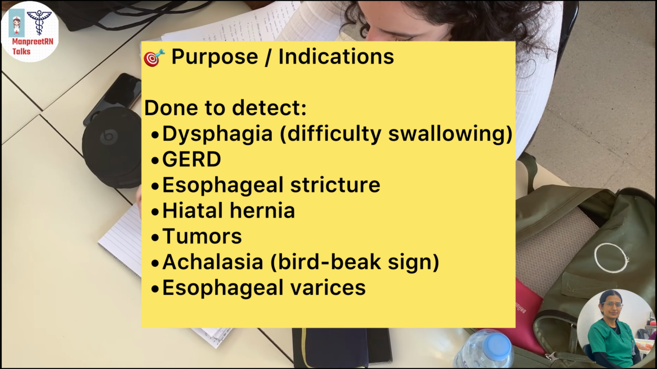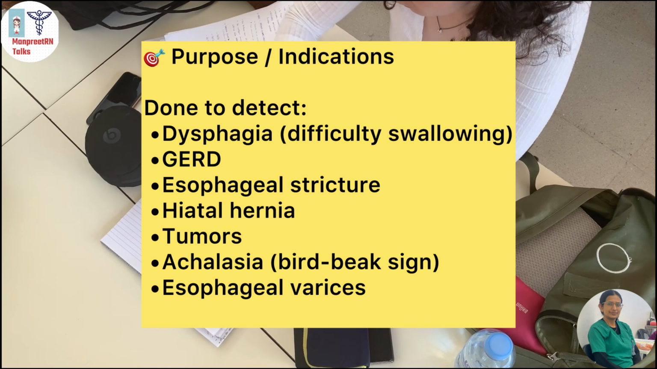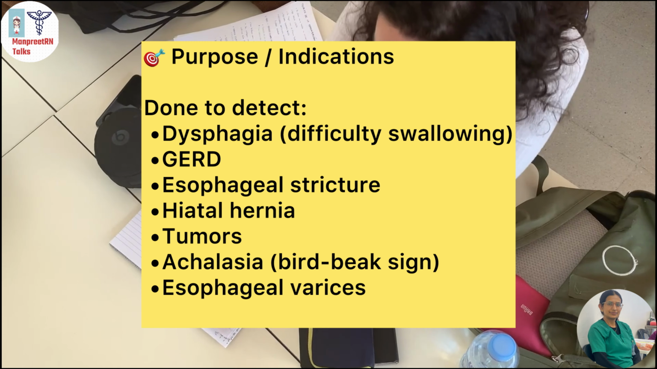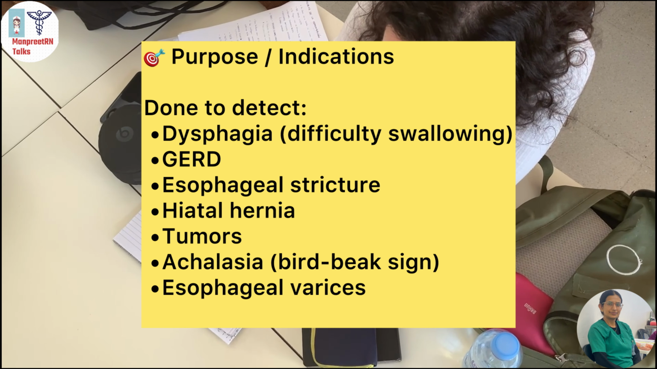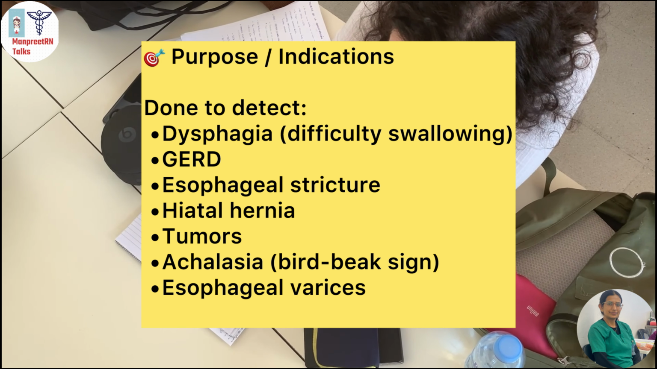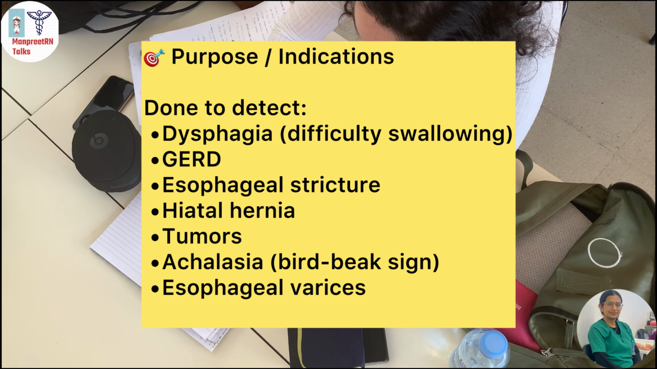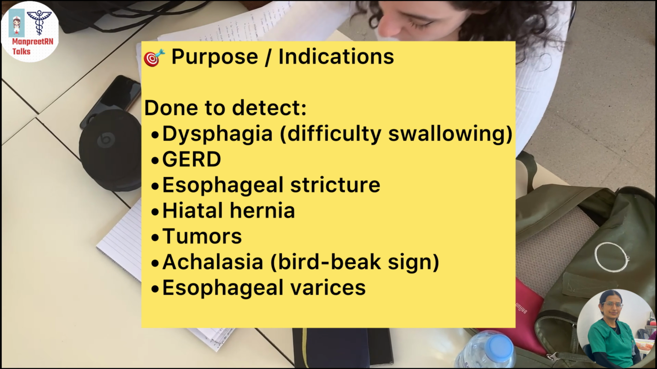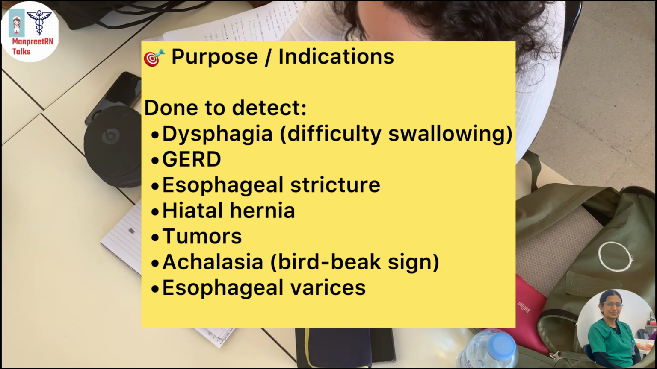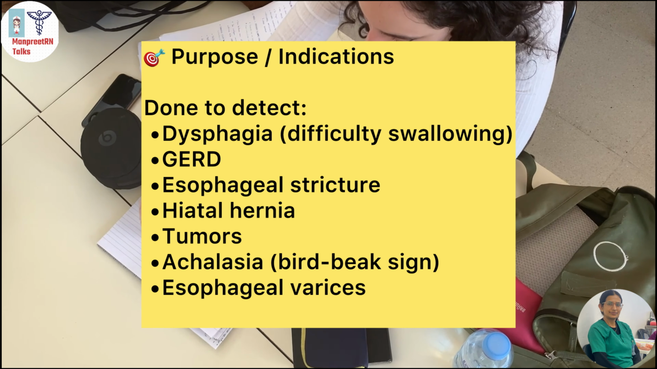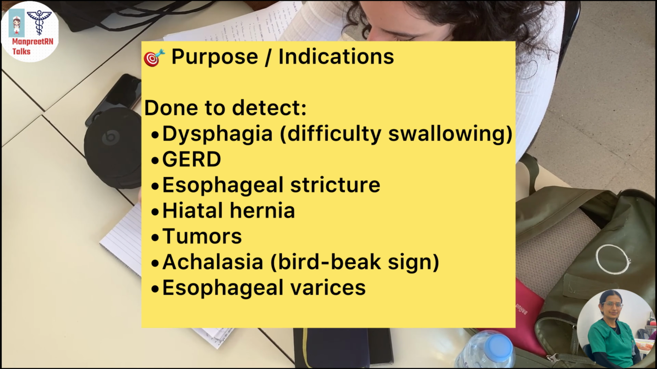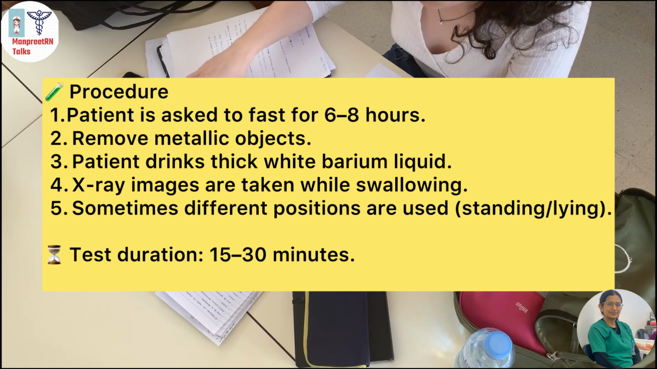So, why is this test done? That is very important. It is usually a test done to diagnose esophageal problems such as dysphagia, esophageal stricture, or esophageal tumor, gastroesophageal reflux disease, and some stomach or duodenum problems such as peptic ulcer, gastric cancer, hiatal hernia, any obstructions.